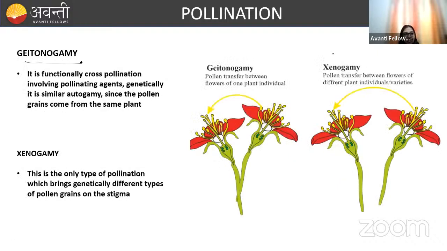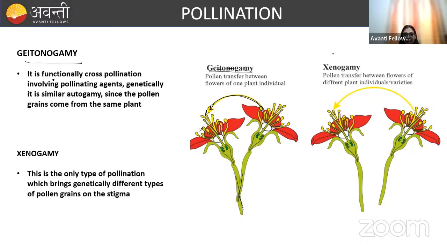Moving next is geitonogamy. In geitonogamy, the pollen are transferred from the flower to the stigma of another flower, but of the same plant. Remember, both flowers are of the same plant. So the pollen from this flower is transferred to the stigma of another flower, but of the same plant. So it is geitonogamy.